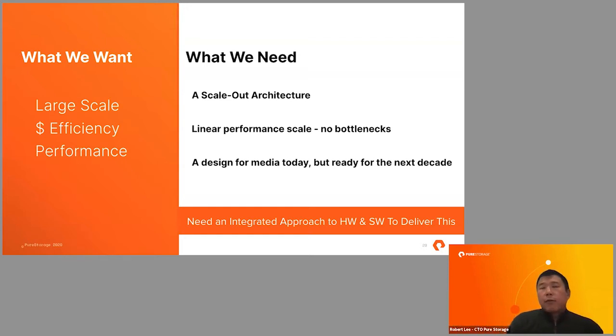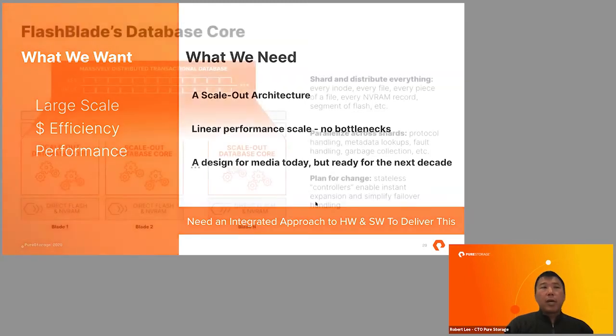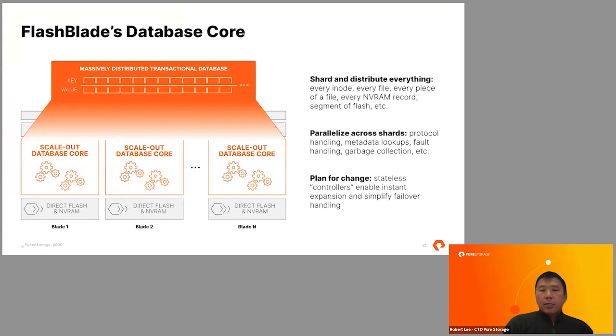And we need to design for a wide range of media, to deliver on the Evergreen promise and really play for the long term. We want to design for what's there today, but also what's coming ahead, as far as the media roadmaps. And so, let's start with the core scale-out architecture and what drives that.